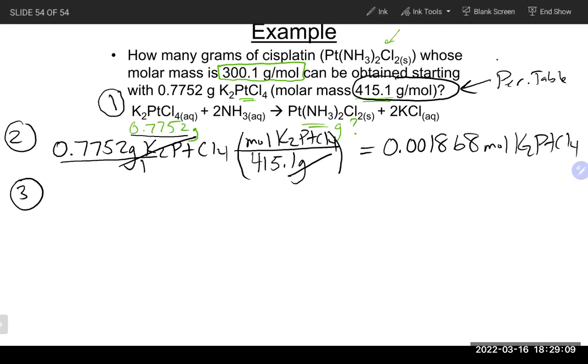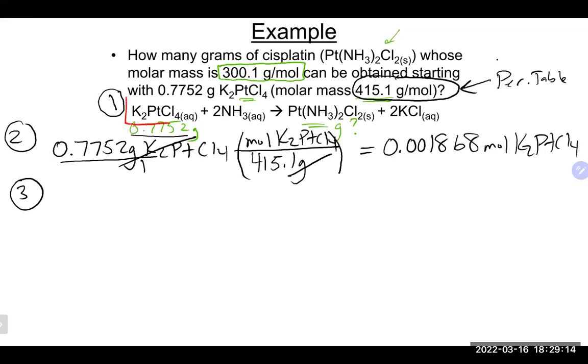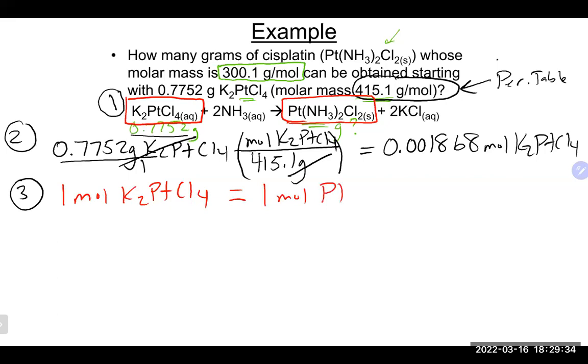That is when we go to our balanced equation and find the 2 things we're interested in: what they gave us, and what we are trying to find. In this case, it is 1 mole of K2PtCl4, which is just the coefficient in the equation, equals 1 mole of Pt(NH3)2Cl2. In this case, it makes the math pretty easy. We will do that step.